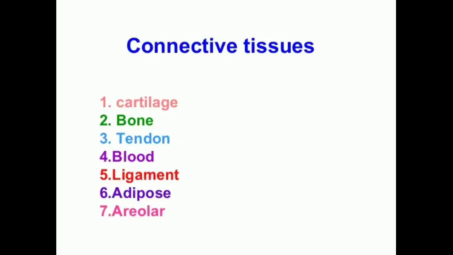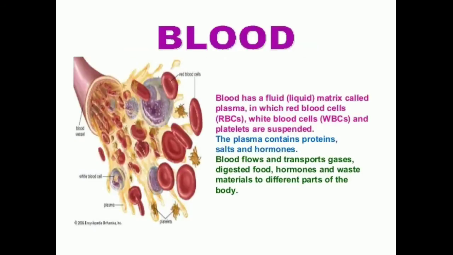So first we will discuss the blood connective tissue. You know that blood has a fluid matrix called plasma, in which the red blood cells, white blood cells, that is white blood corpuscles, and platelets are suspended. And this plasma contains protein, salts and hormones. You know that the function of blood is that blood flows and transports gases, digested food, hormones and waste materials to different parts of the body. Is it?